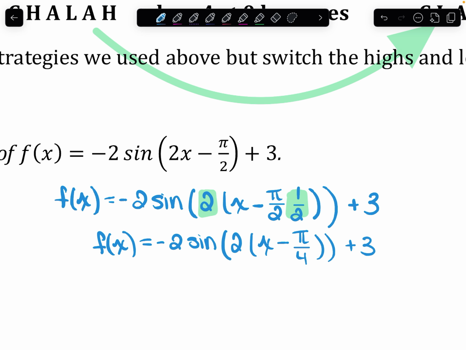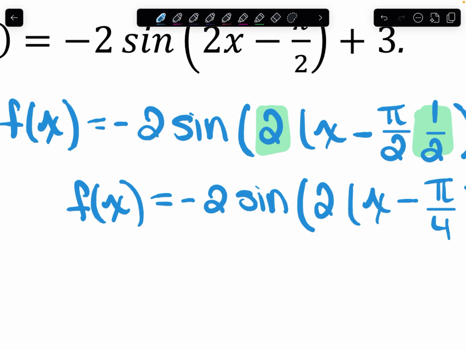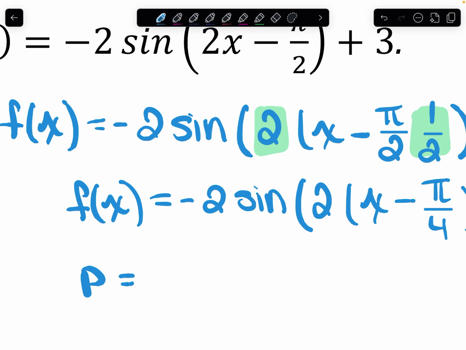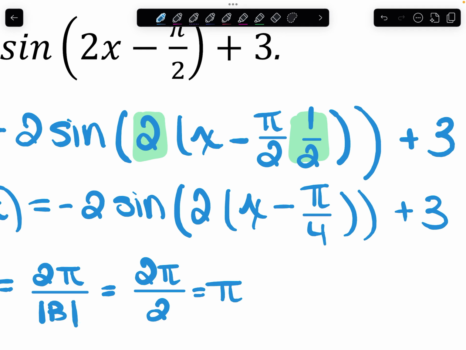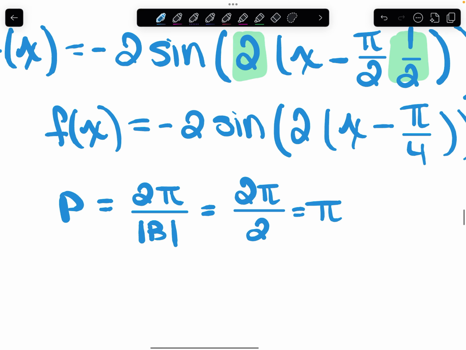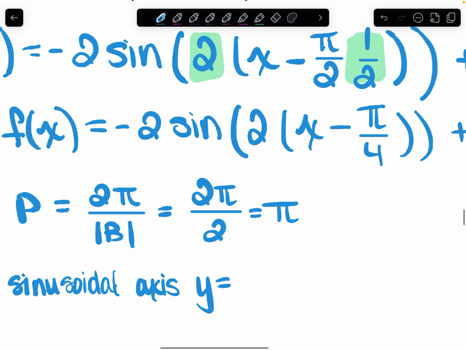Now we can identify our stuff. Period, or wavelength, is 2 pi over the absolute value of b, because again, we might see a negative b in a minute. That's why the absolute value bar is there. So that is 2 pi over 2, so we have a period of pi. Our sinusoidal axis is at y equals 3.